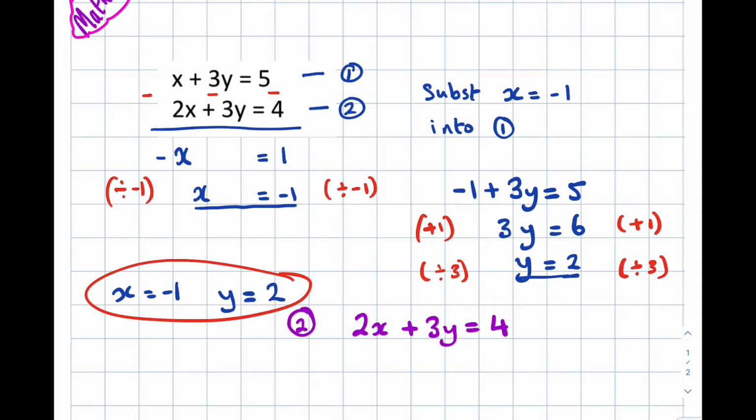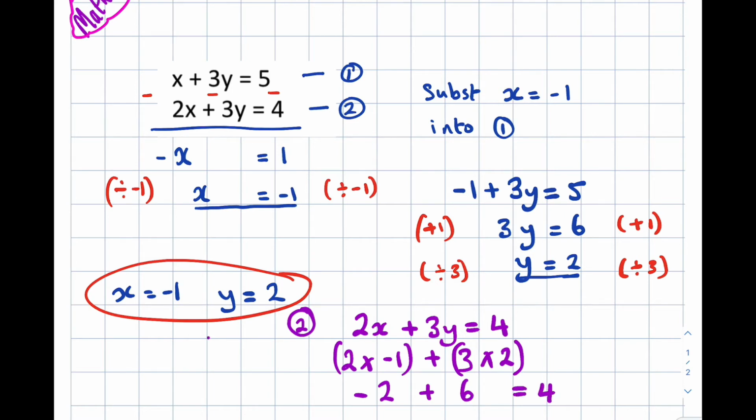So 2 times x, that will be 2 times a negative 1 plus 3 times 2. Let's see what that gives us. Well, 2 lots of negative 1 is negative 2, because a positive times a negative is negative, plus 3 times 2 is 6. So negative 2 plus 6 gives 4.